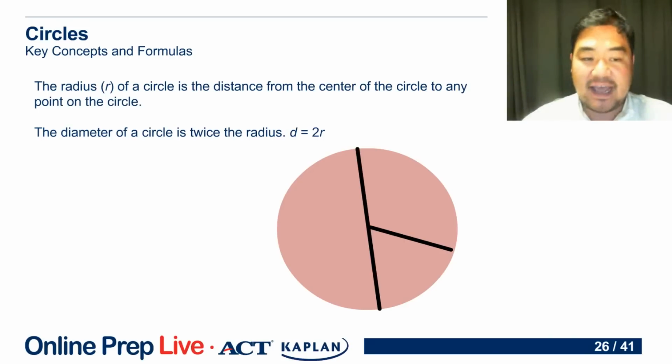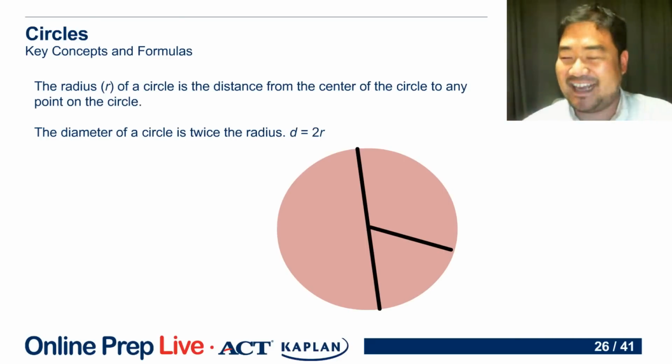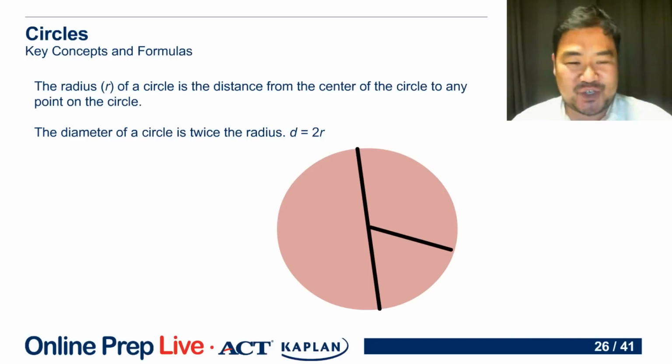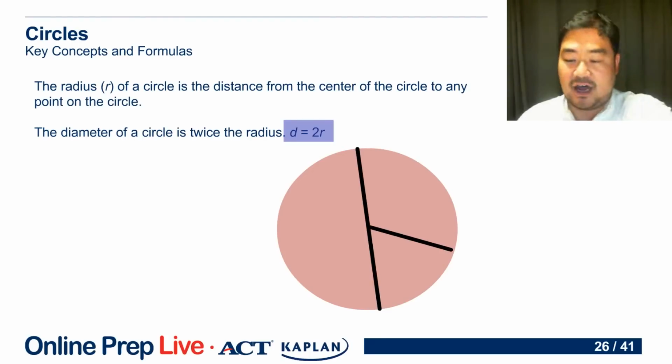So if you notice here, the diameter basically makes up 2 radii. 2 radii, not radiuses, that's not the right word for it, but radii. The diameter is made up of 2 radii, so that's where we get our formula. Diameter, d, is equal to 2r. Diameter is, again, twice the radius.